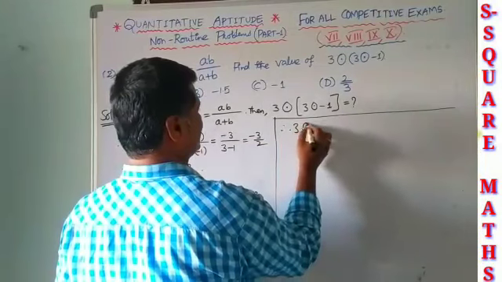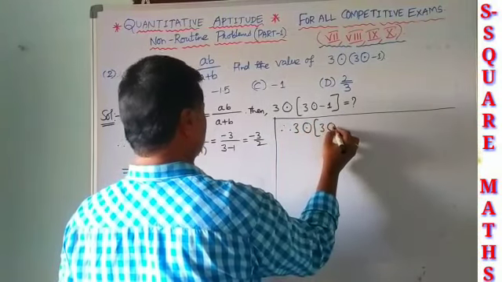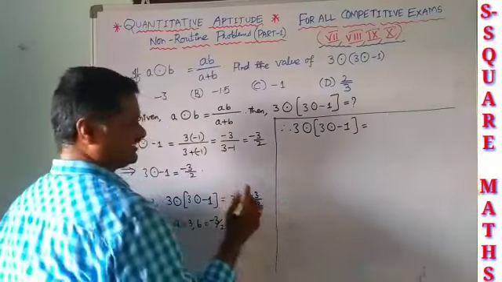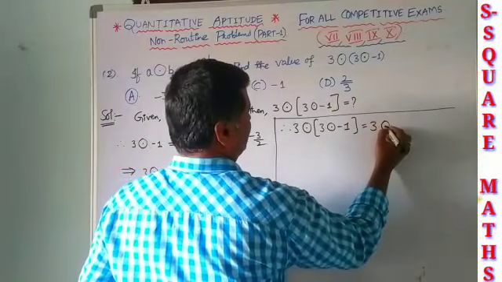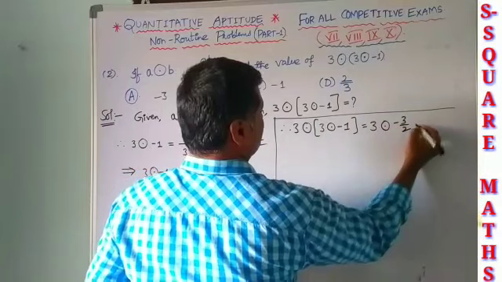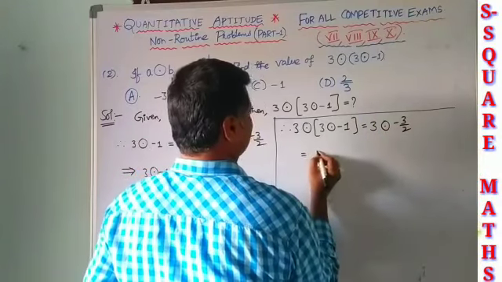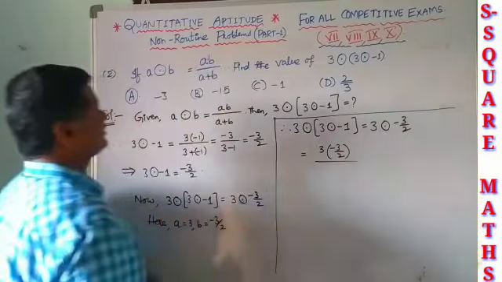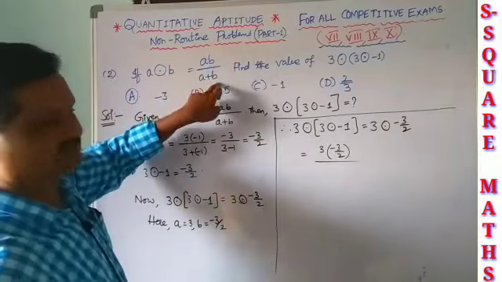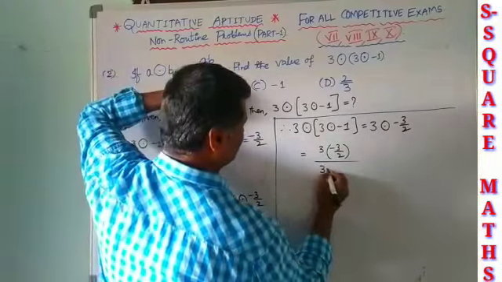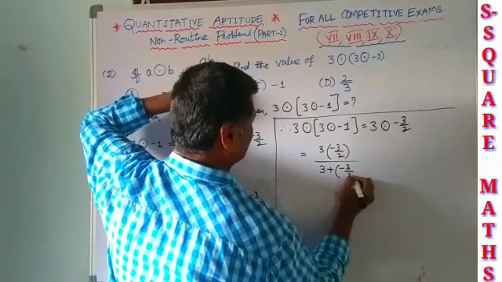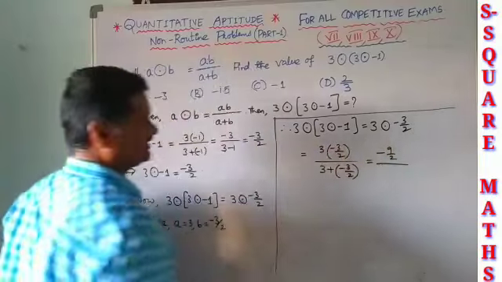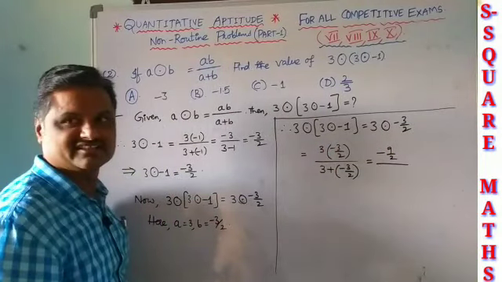Therefore 3 circle dot of (3 circle dot minus 1) is nothing but 3 circle dot minus 3 by 2. Here I can write 3 into minus 3 by 2, because A circle dot B is AB by A plus B, and A plus B is nothing but 3 plus of minus 3 by 2. So minus 9 by 2, this is 3 into 3 is 9.